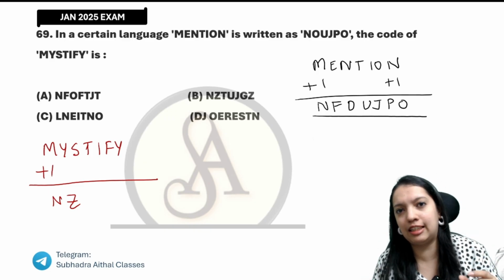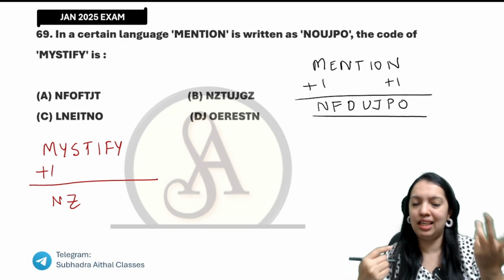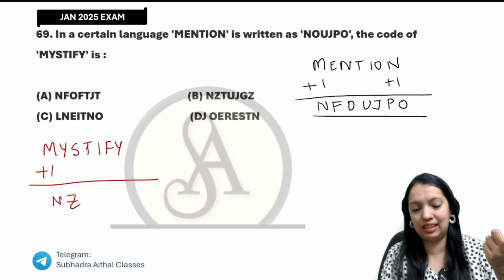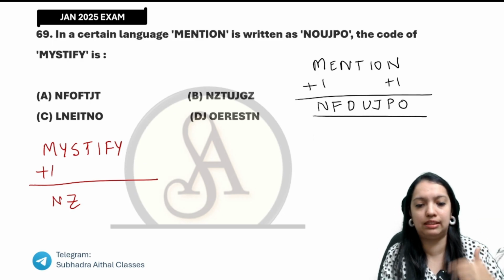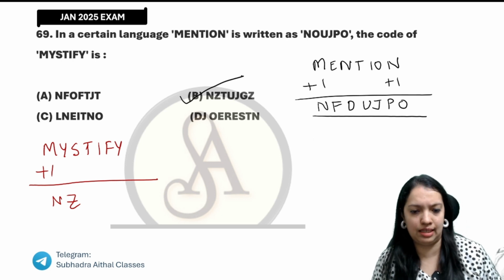Next, this is a question from logical reasoning, which is number series coding decoding. Exact same question is there in ICI material, where you have to find the next term. Easy question. M plus 1, next term is N. Y plus 1, next term is Z. So it is option B, NZ.